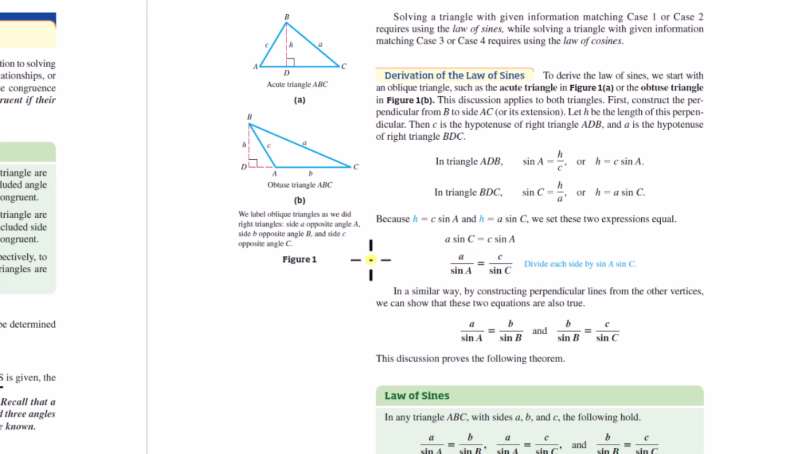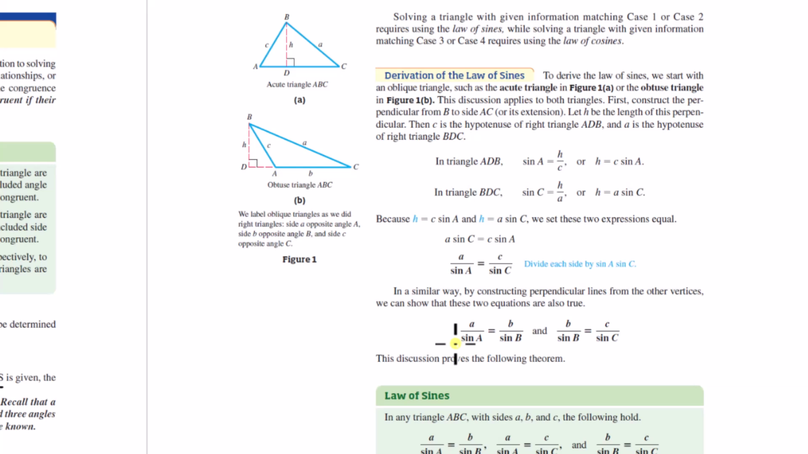Okay, and now you can do this exact same process, dropping a perpendicular from angle C to side c and angle A to side a for both triangles, and you get two more relations. Okay, and just note that this was completely general for both triangles. So these relations apply for an obtuse or acute oblique triangle.